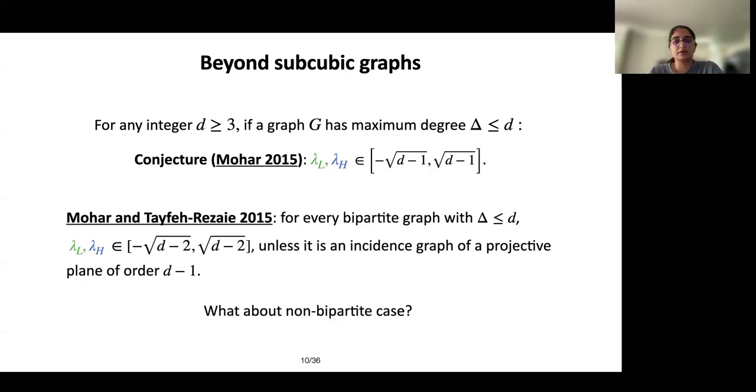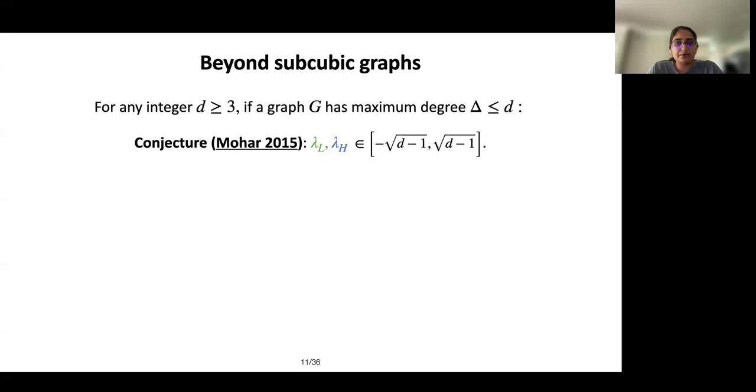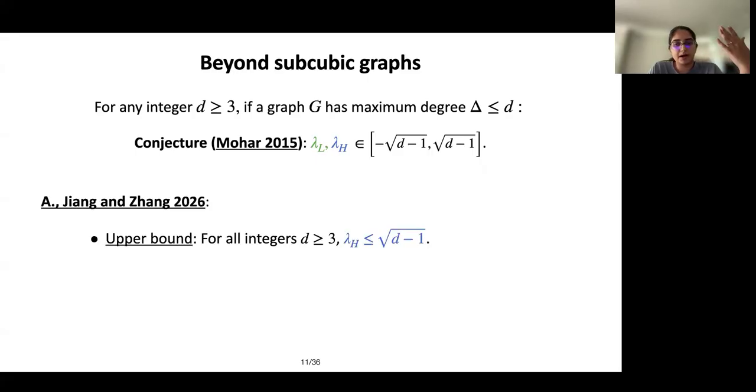So the question remains, what about the non-bipartite graphs with bounded degree d? In that case, we answer the question partially. That is, we can say that the conjecture holds for all but finitely many values of d. In particular, we prove this in two parts. So we show that the upper bound holds for all values of d. That is, lambda H is always less than square root of d minus 1.